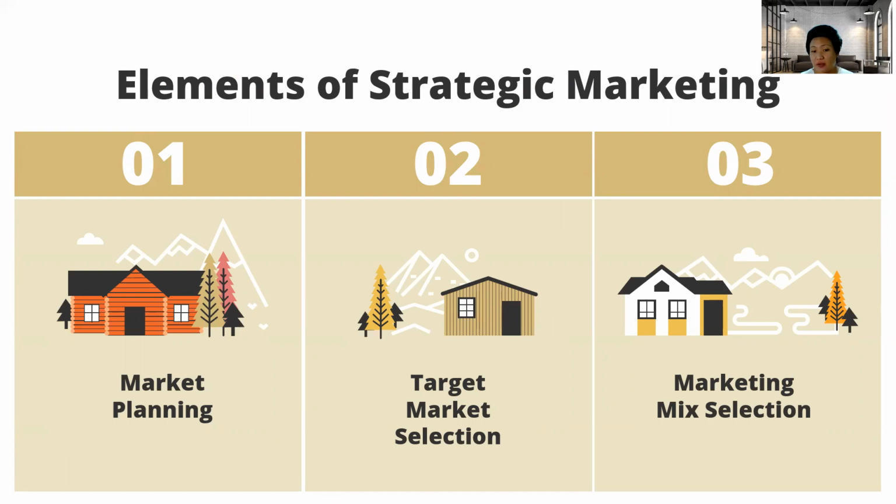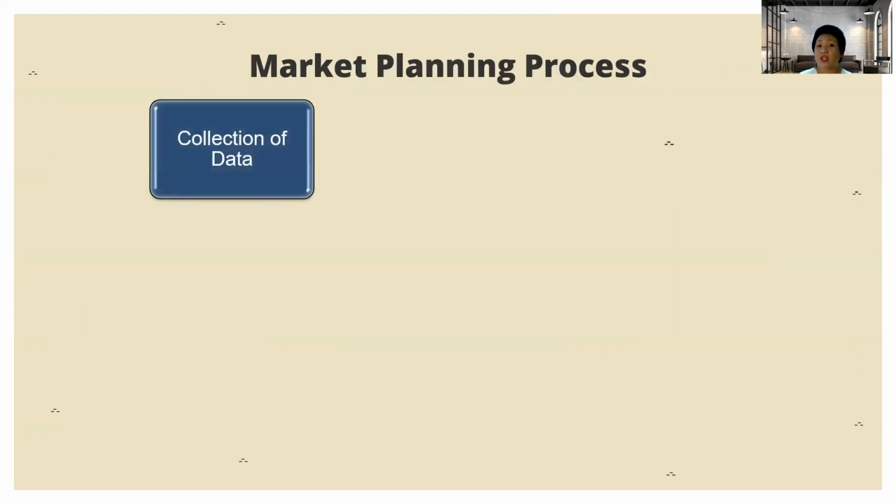So we have here three elements of strategic marketing. First is market planning, next is target market selection, and lastly is the marketing mix selection. The market planning process will start with a collection of data. In the collection of data, it will involve researching and conducting surveys. It could be in the form of an interview or a survey questionnaire. So we have two types of collection of data. It could be in the form of a primary source, wherein we need to conduct a survey personally, and the other one is secondary sources.